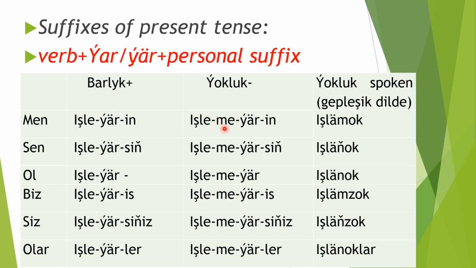The negative we use with me. Me we add right after the verb. So the suffix order in a verb would be like this: verb, negative, present simple, personal suffix. Men işlemeyerin. I don't work. Here, this is I, in. Do not: do is yer, not is me. Work, işle. I do not work. Men işlemeyerin.